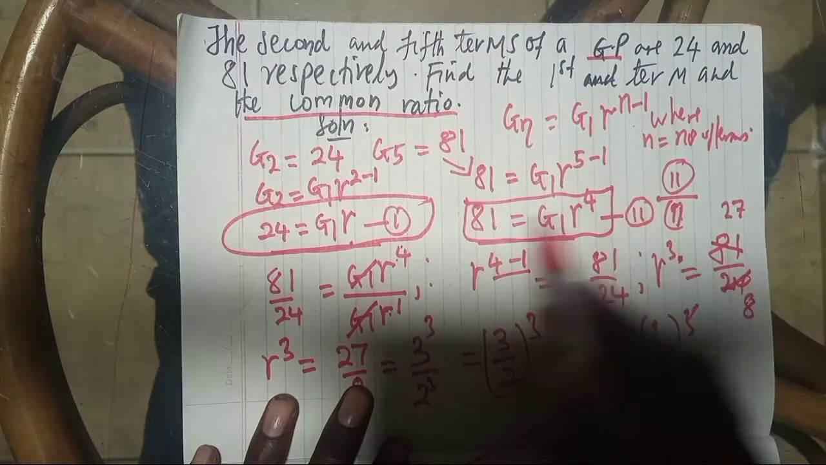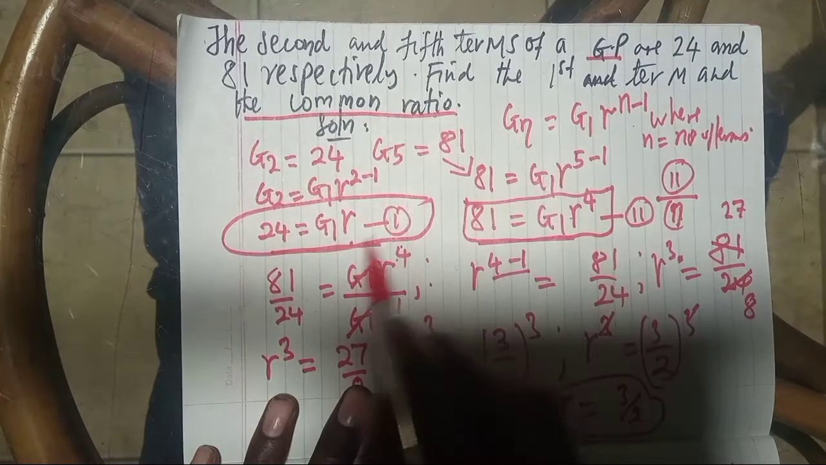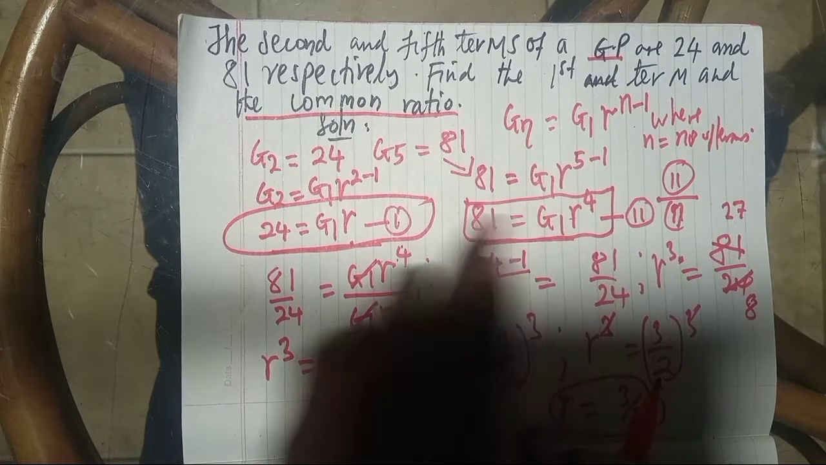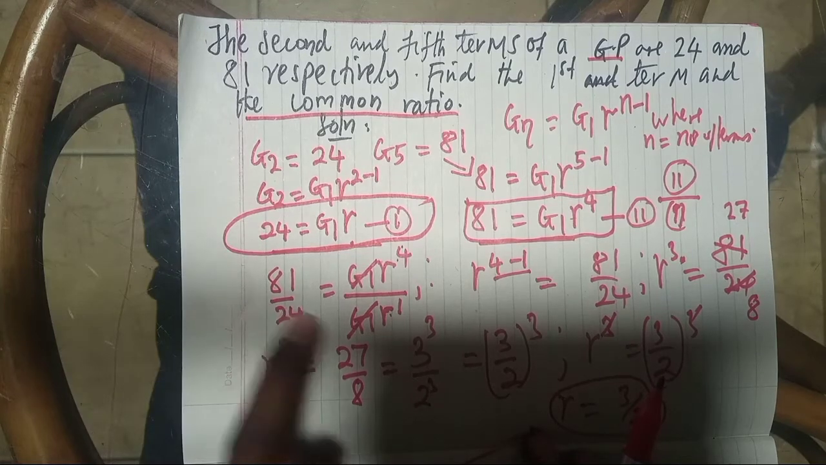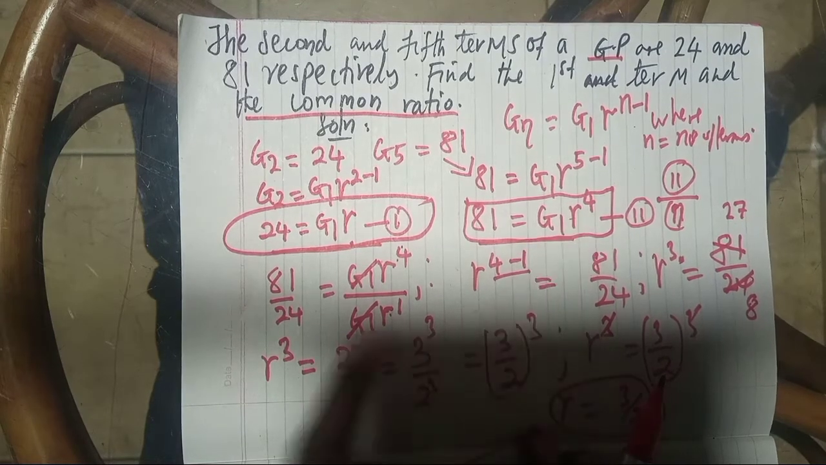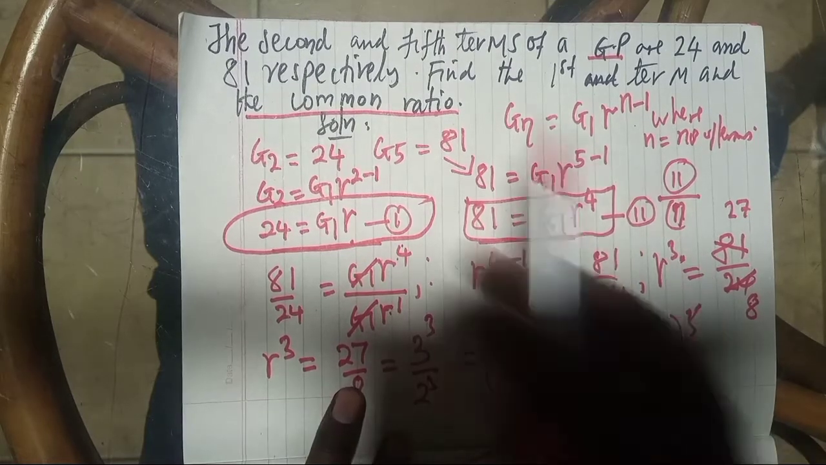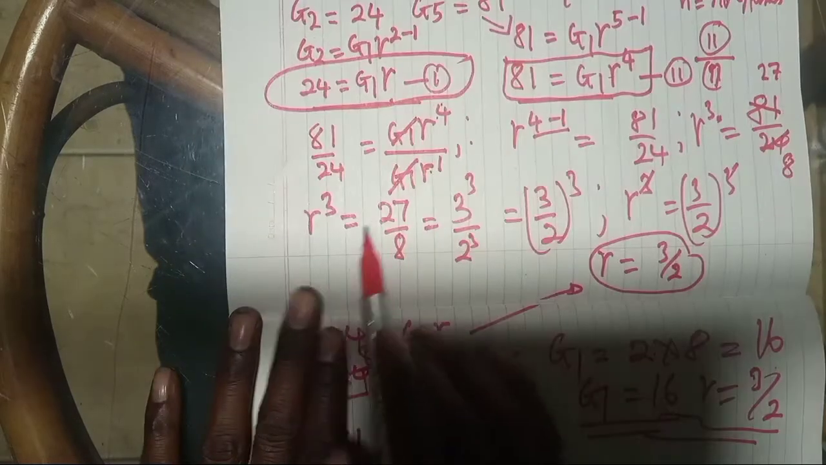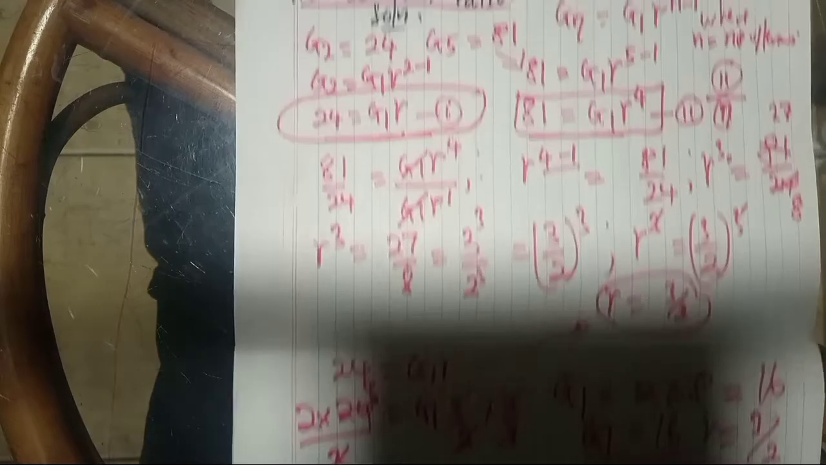Kwa kutumia general term ambao ndo nimesema, ambao ndo hii hapa na hii hapa, unatafuta ratio ya equation hizo mbili, maana yake 81 over 24, alafu G1 R^4 over G1 R, kutegemea sasa na number of terms, ambapo at the end of the day sasa utacancel out hizi hapa, ambapo utajikuta unatafuta common ratio na exponents na kuwa applied. Kwa this is very important. That is how now we can solve this question.